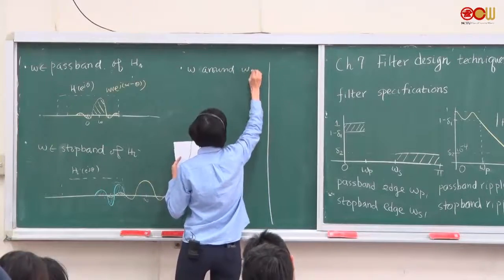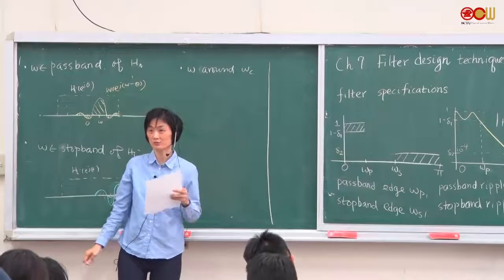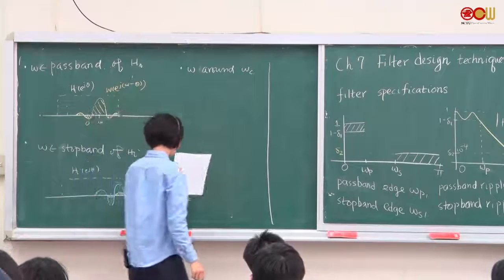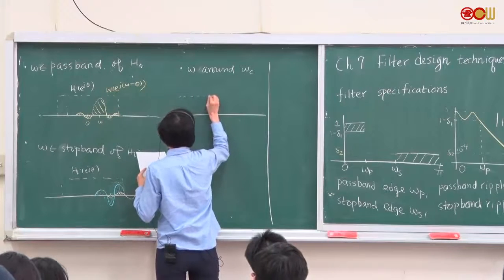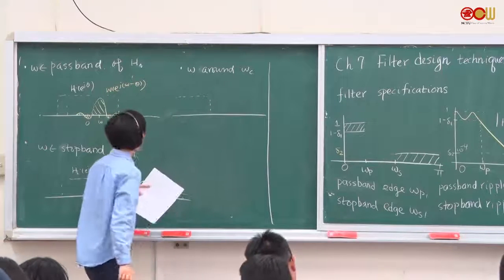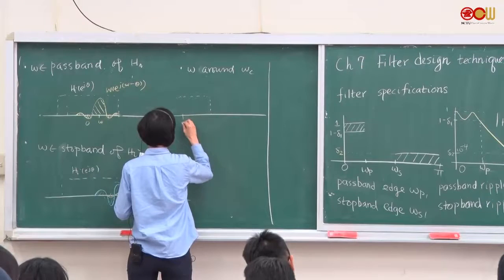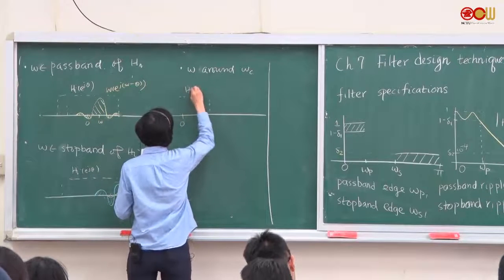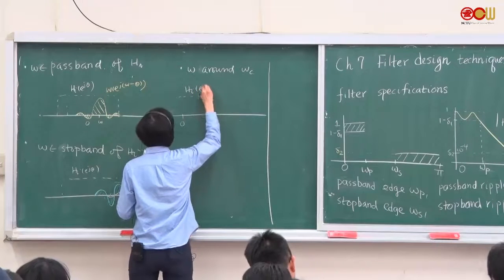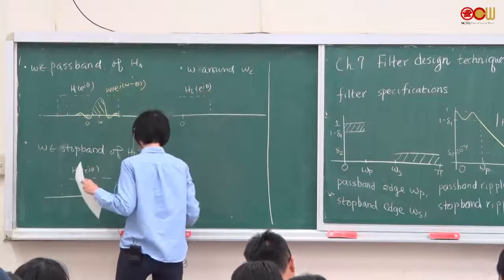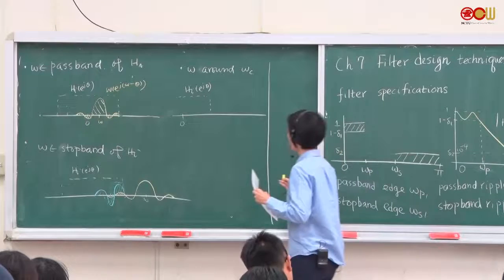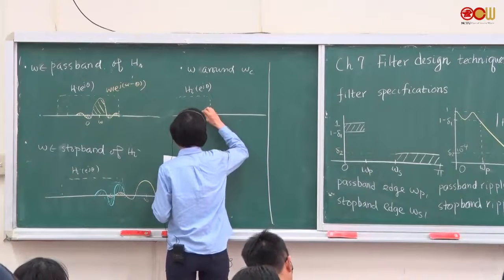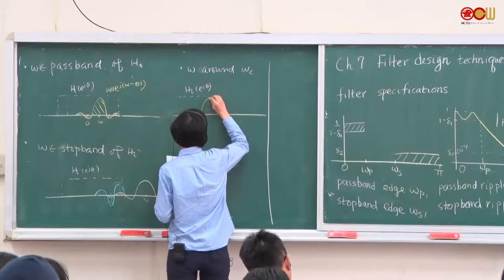And then there is the transition part around omega c, around the cutoff frequency of the ideal low pass filter. So we have the ideal low pass filter right here, and then we have the main lobe right here around omega c. So let me picture it right here.